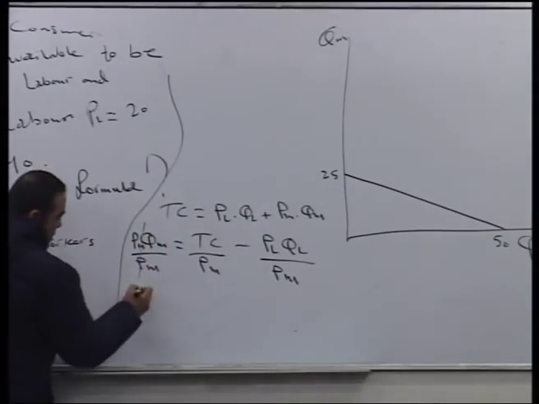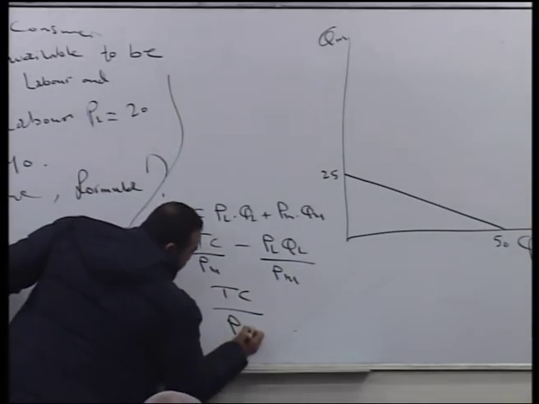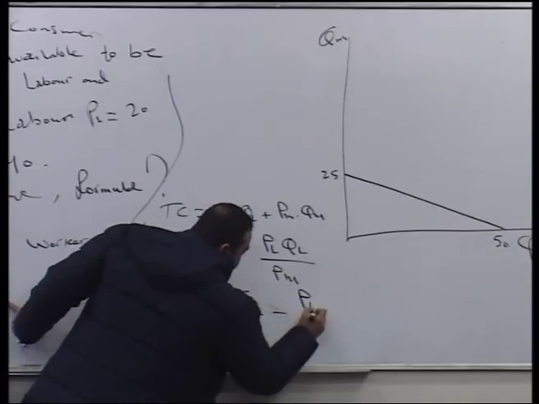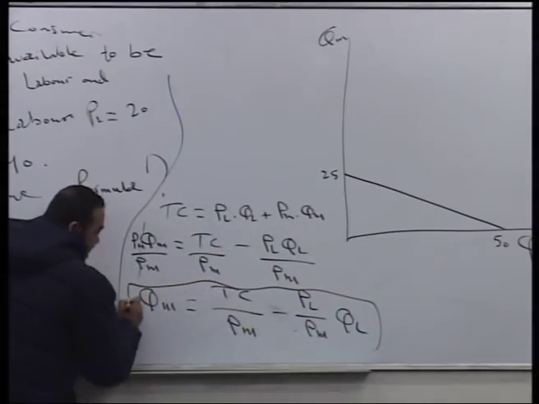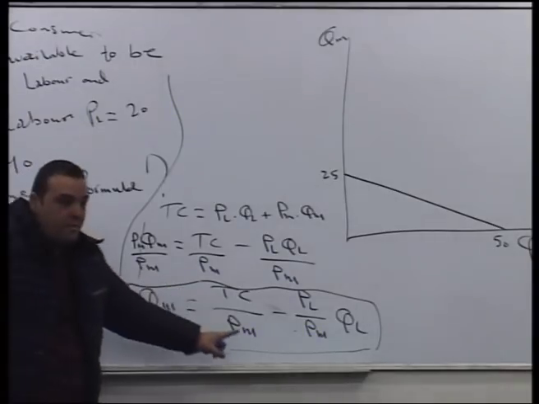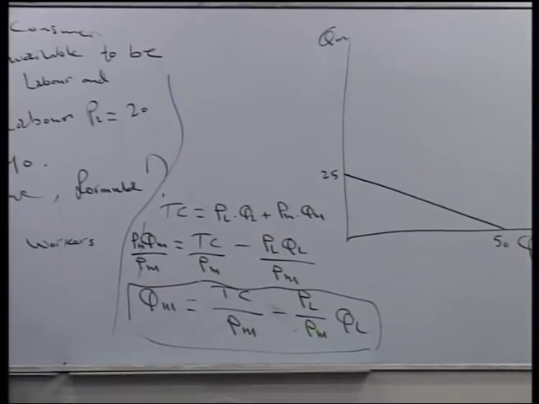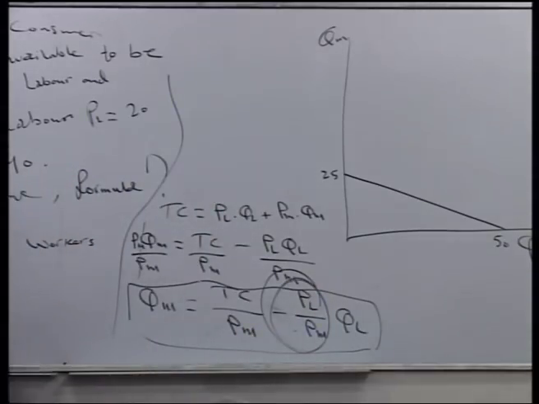So quantum of machines equals total cost over price of M minus price of L over price of M times QL. The same as the budget line formula: QY equals income over price of Y minus price of X over price of Y. And this is the slope of the budget line, or the iso-cost line.